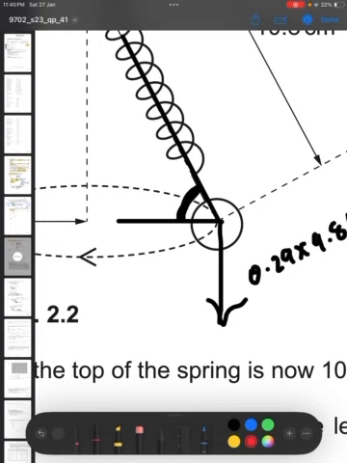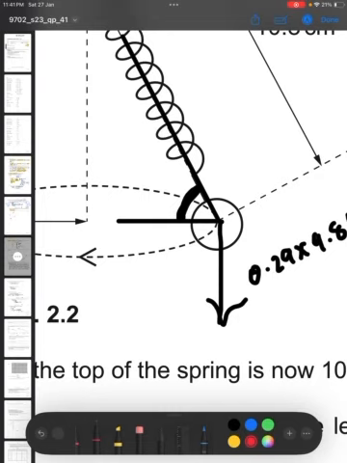So the component of the tension horizontally has to supply the centripetal force. Otherwise, this will not move in a circle. This is the only force, the tension in the spring, that has a component that can go horizontal among the forces given here.